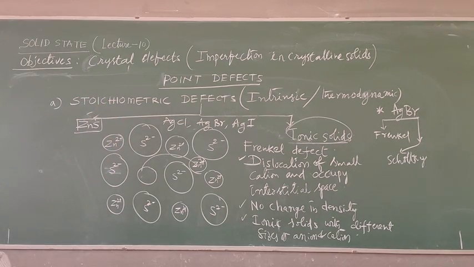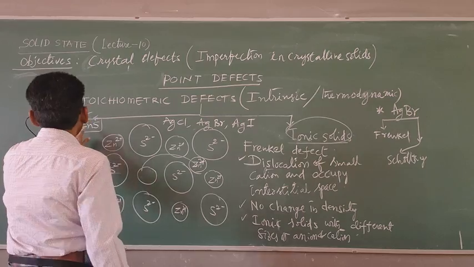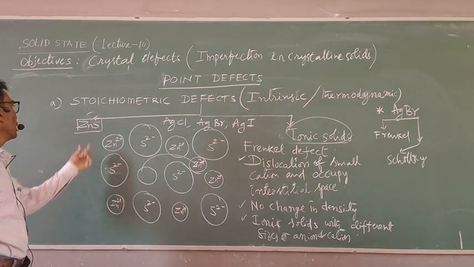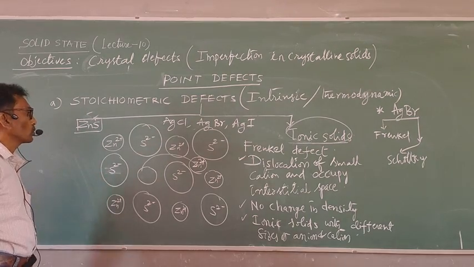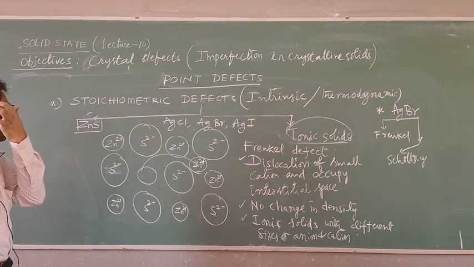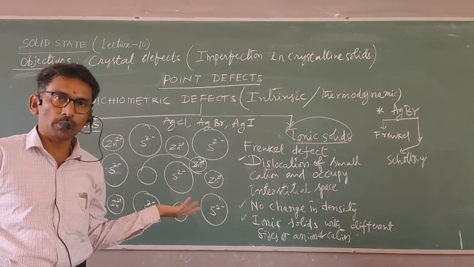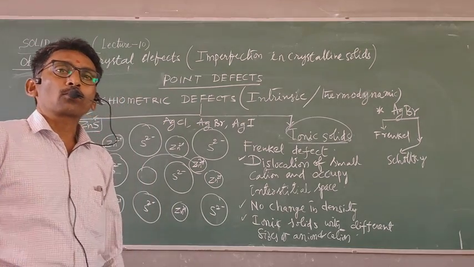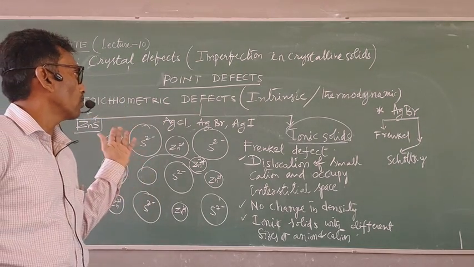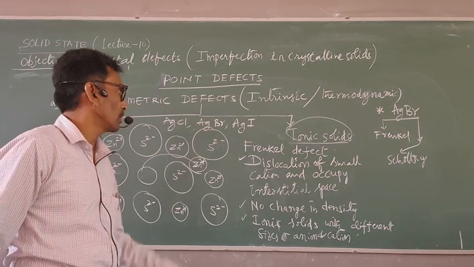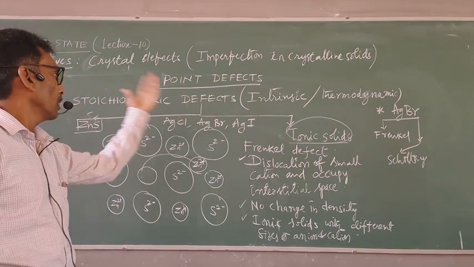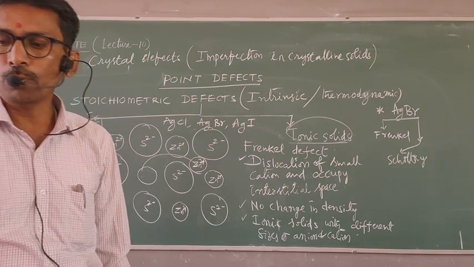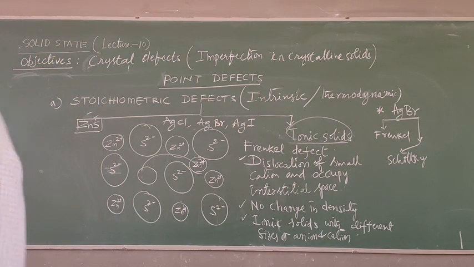And here the coordination number: each zinc ion is surrounded by 4 S2 minus ions, and each S2 minus ion is surrounded by 4 Zn2 plus ions. The coordination number is less in this case, so Frenkel defect. In NaCl the coordination number is 6. So high coordination number ionic salts exhibit Schottky defect. Low coordination number solids exhibit Frenkel defect. I hope you followed this one. We will continue.